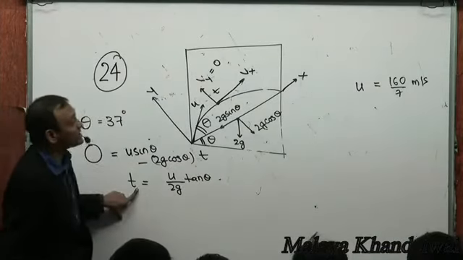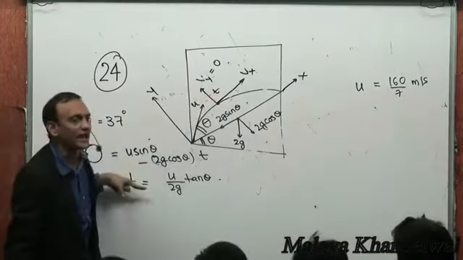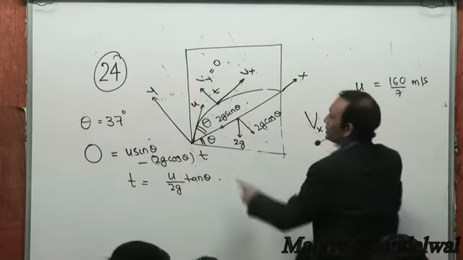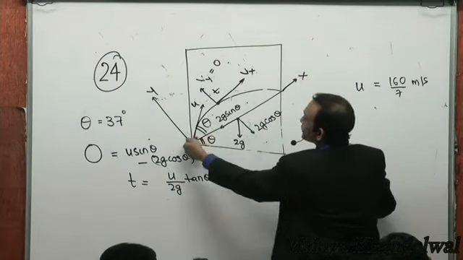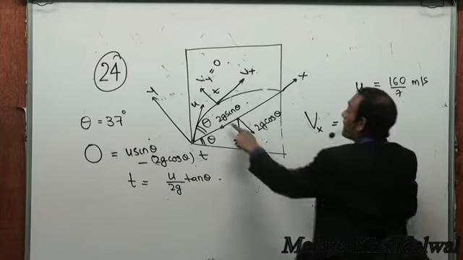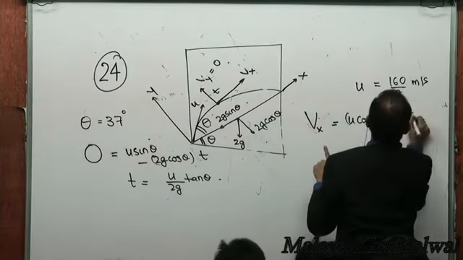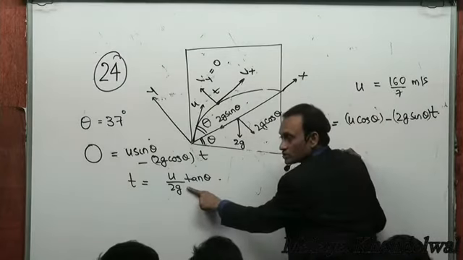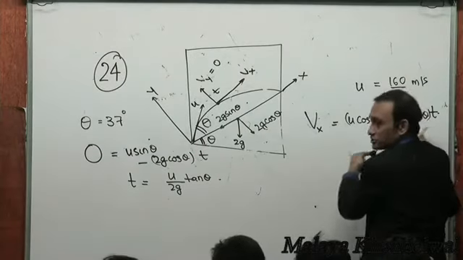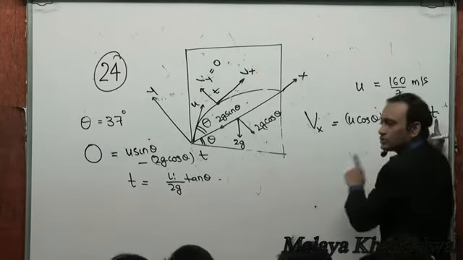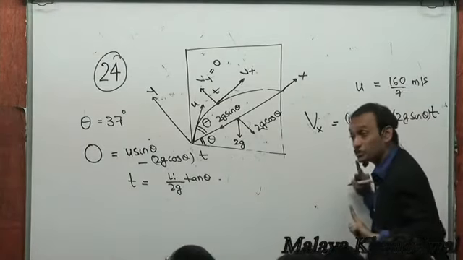right? Now in this time, what happens to Vx? Vx then becomes, in this time, the initial velocity in the x direction, which is u cos theta, minus 2g sin theta into t. This t you can plug in, isn't it? So 2gt is u tan theta. This 2gt I can write as u tan theta. So Vx is known in this time.